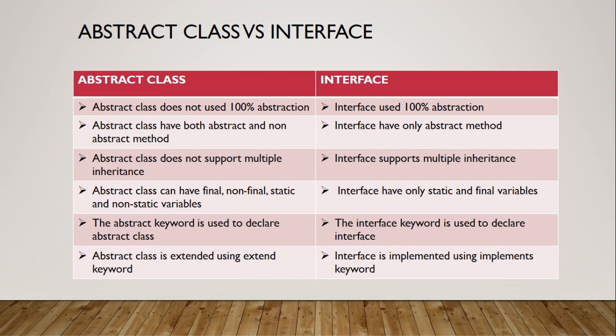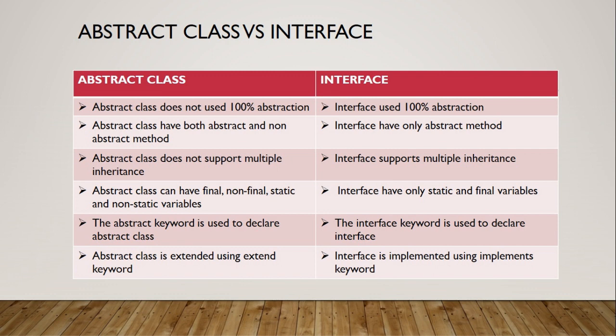Abstract class does not support multiple inheritance. Multiple inheritance is not supported in abstract class, whereas in interface we support multiple inheritance. Abstract class can have final, non-final, static and non-static variables, whereas interface has only static and final variables.